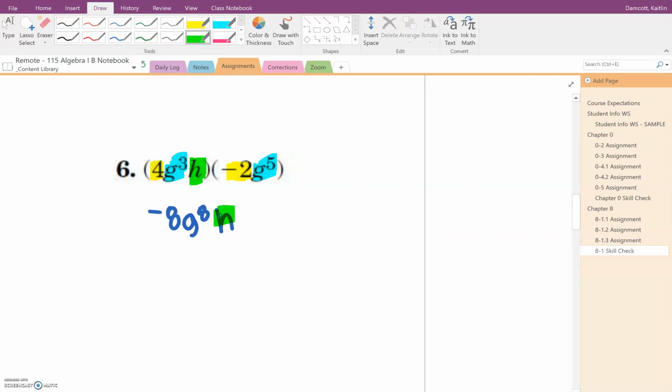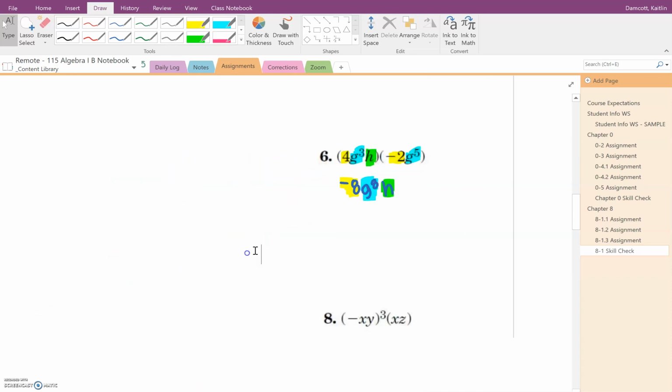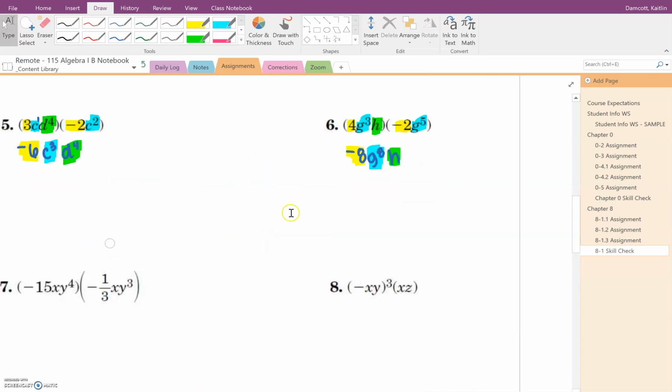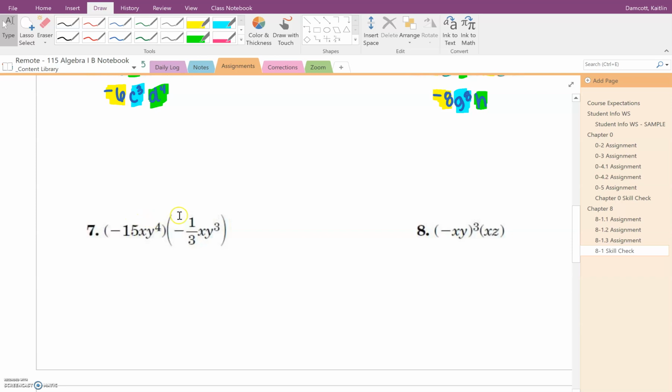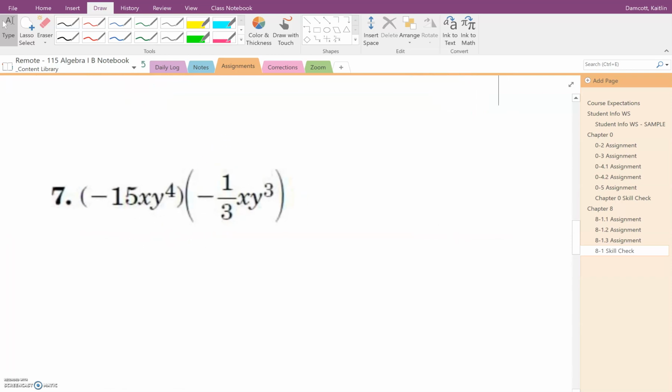Ooh, and I forgot to do my highlighting. That should be blue because that's where that came from, and this came from the yellow numbers. Okay, so answer here, negative 8, G to the 8th, H. All right, so those were all kind of like the problems that we did in the 8-1.2. Now we're getting into problems that are more, oh no, this is the same thing. We're keeping it rolling.